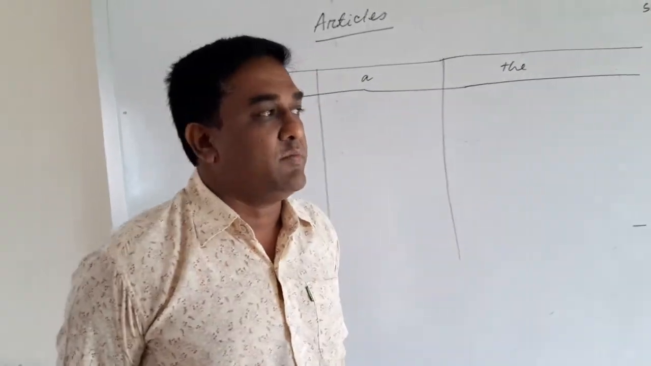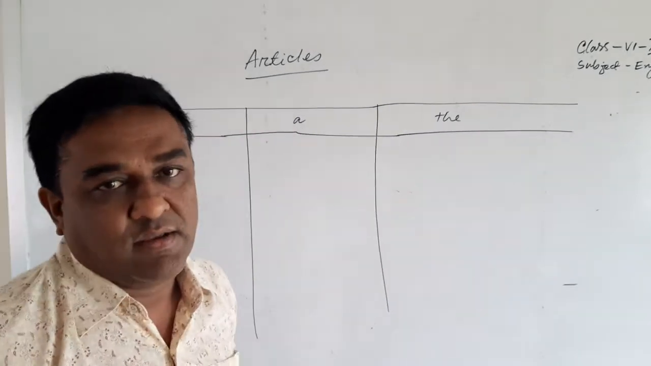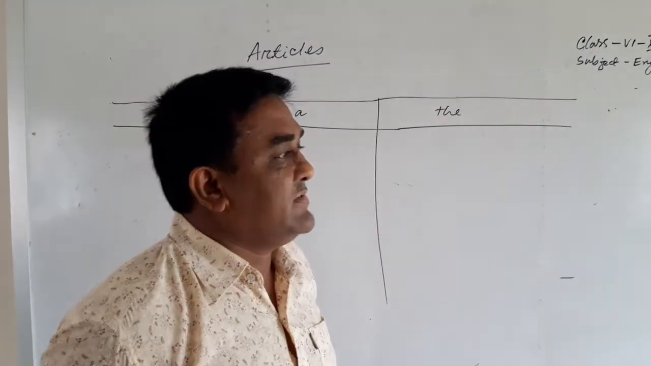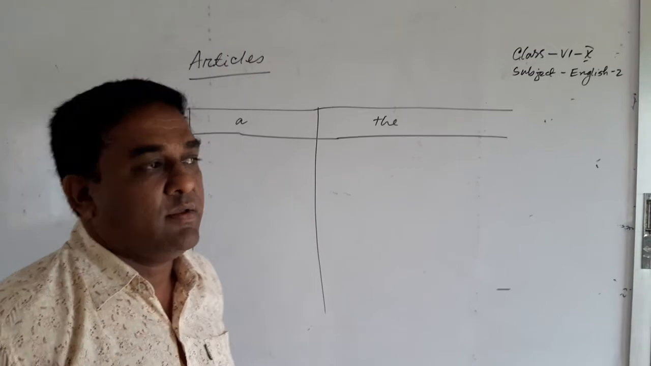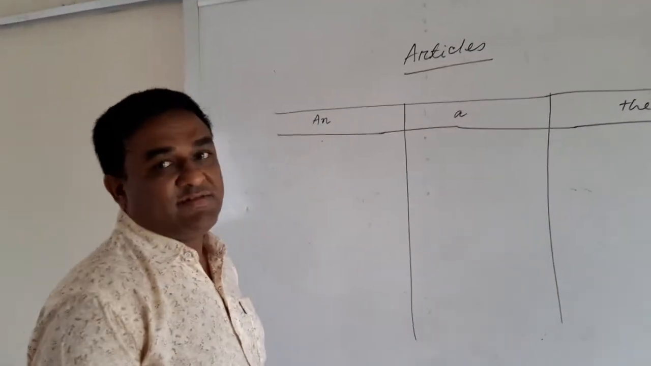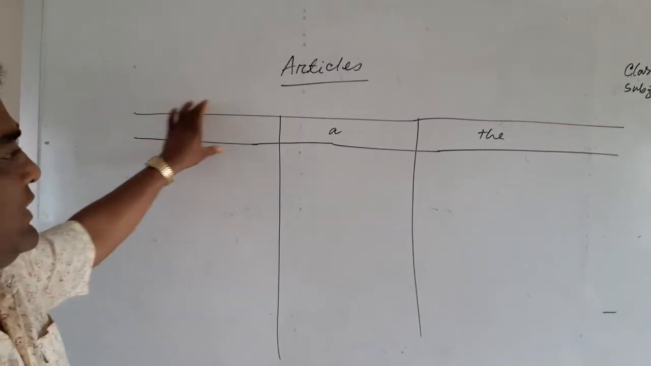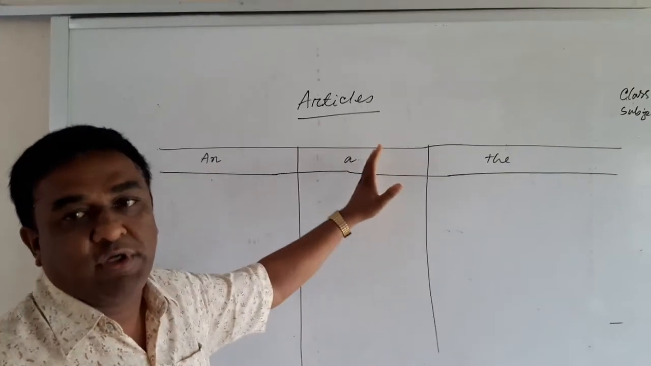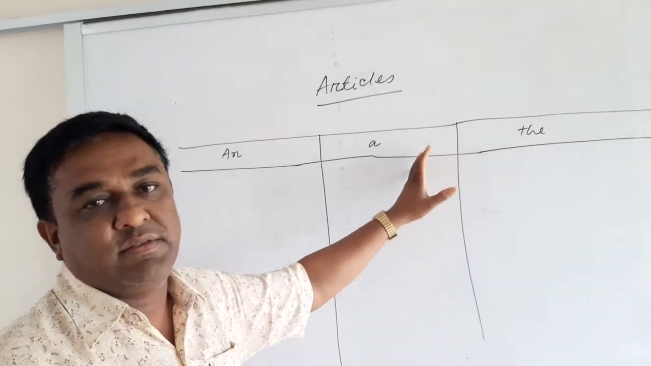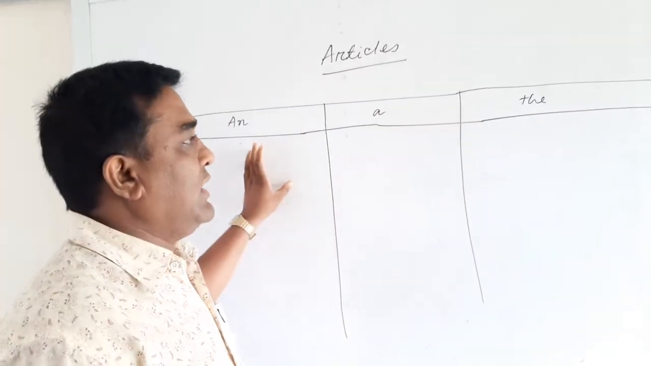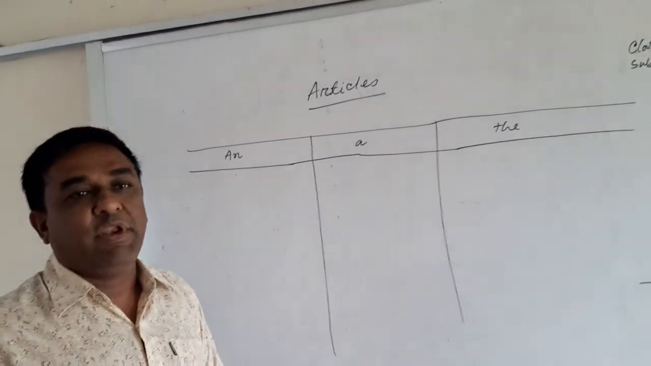Today I am going to deliver my class on a very simple English grammatical point, that is article. Article is necessary for all the classes from class 6 to 10. So I am going to deliver my lecture on article. You know, A, N, A and D. These two important words are article. Actually, article is very important for meaningful sentences.